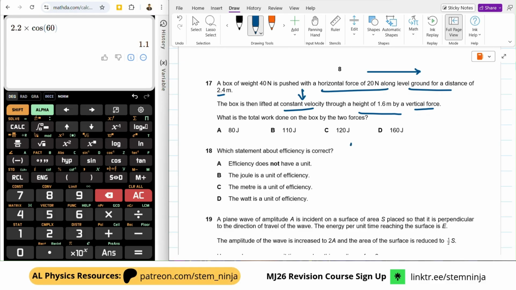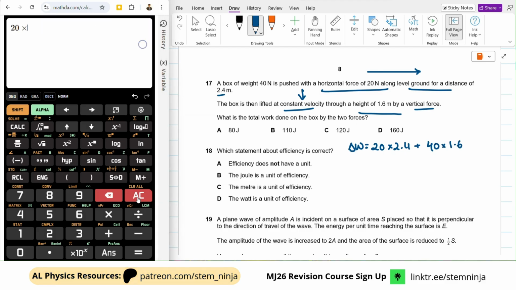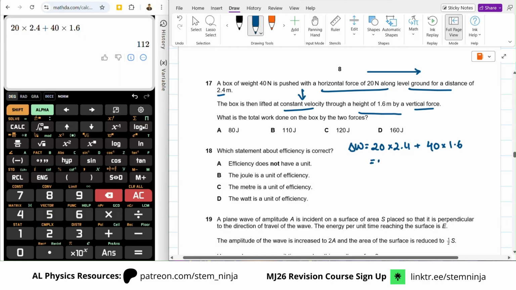Remember, the total work done involves the horizontal work, force times displacement, plus the work done against gravity, weight times height, 40 times 1.6. So 20 times 2.4 plus 40 times 1.6 gives 112. So this would be correct, because this is the same answer up to two significant figures.